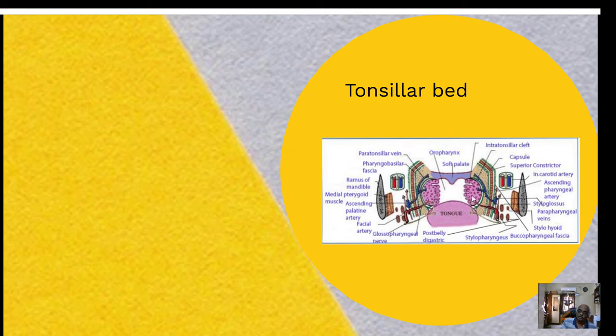It is very easy to traumatize these vital structures while tonsillectomy is proceeding. So you've got to be very careful. After removing the tonsil, the tonsillar bed should not be breached. The tonsillar bed should be respected, because vital structures like the glossopharyngeal nerve, internal carotid artery, the pharyngeal constrictors, and the buccopharyngeal and pharyngobasilar fascia are all forming the bed of the tonsil.